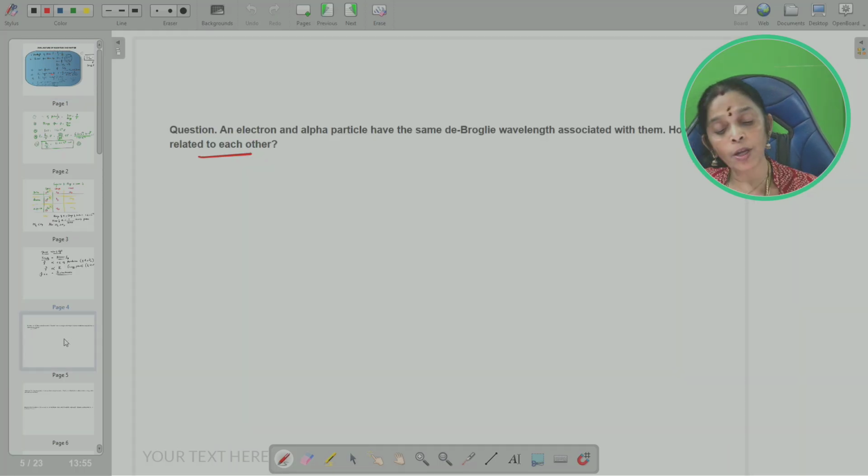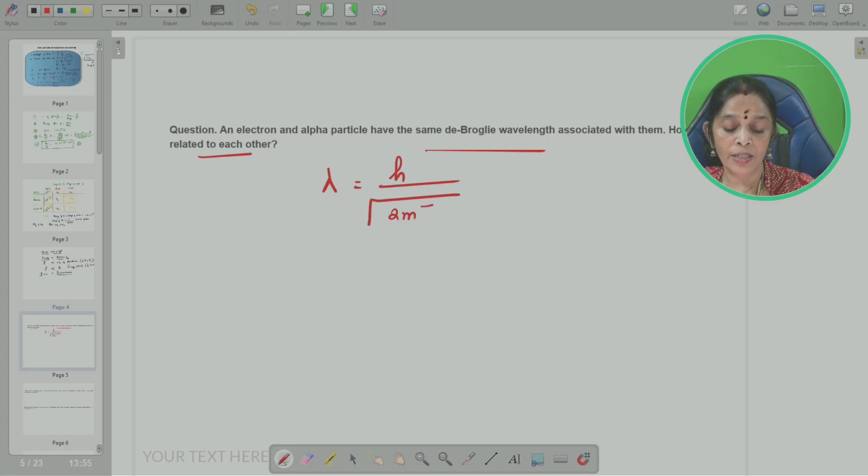But what formula do I have to use? It is given here: same de Broglie wavelength, and how the kinetic energies are related is asked. Therefore, lambda is equal to h by root of 2m kinetic energy. So lambda electron is like that. Now lambda proton is equal to h by root of 2m into kinetic energy of proton. Here it is electron.